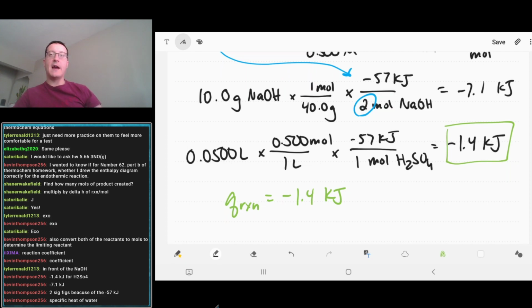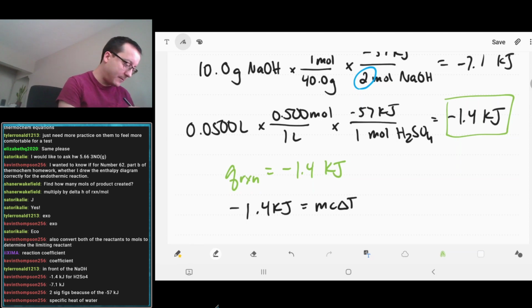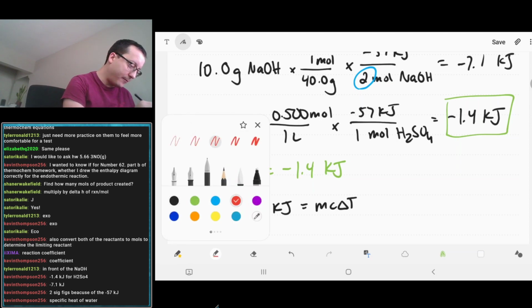This is the heat of the reaction, right? The water is not our reaction. So what are we going to do? We will use the specific heat after, but we can't just say... Can't do that. Why?